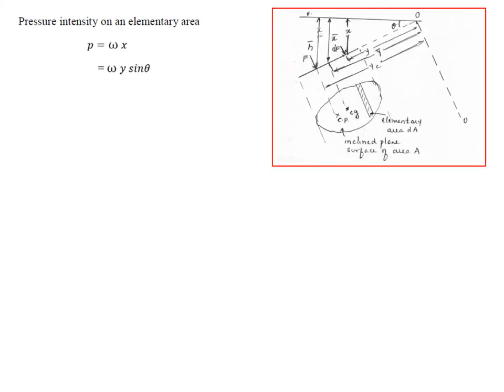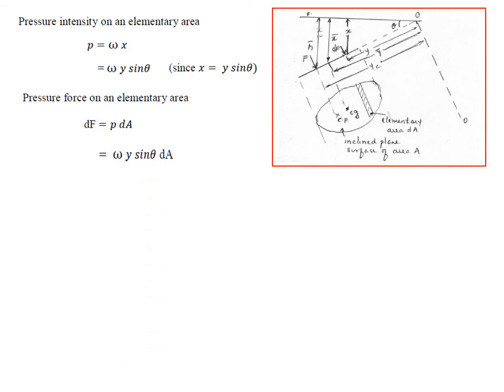But here, since sine theta is x by y, therefore x will be equal to y into sine theta. So substitute x as y sine theta, which will become omega y into sine theta. Now if you multiply by the area, you will get the pressure force. So therefore the pressure force is omega y sine theta dA.